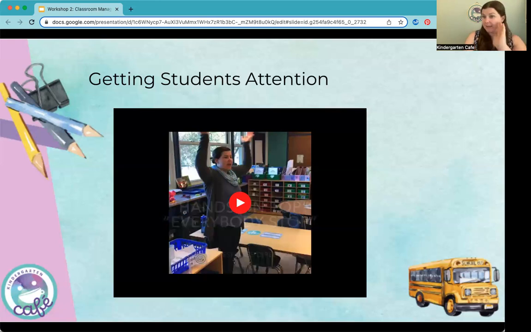You could also turn the lights on and off, or use a gentle bell to get their attention. And that does not involve your voice. It does not involve adding to the volume of the room. But bottom line, find the routine that works best for you. Try out a bunch. And again, you'll have different students every year, so what works for one group might not work perfectly for another group.